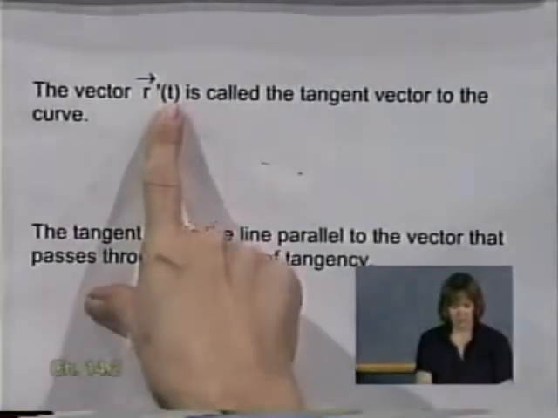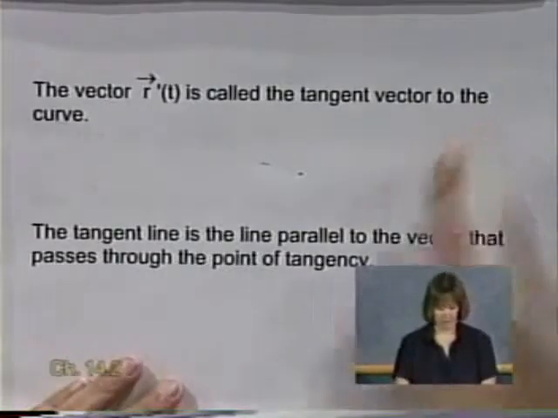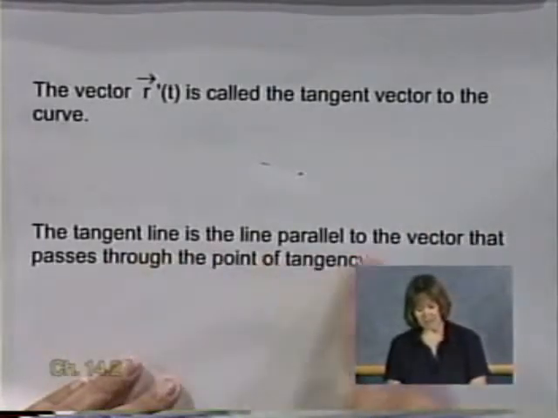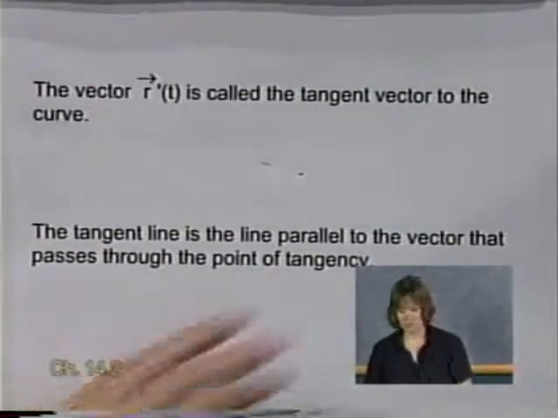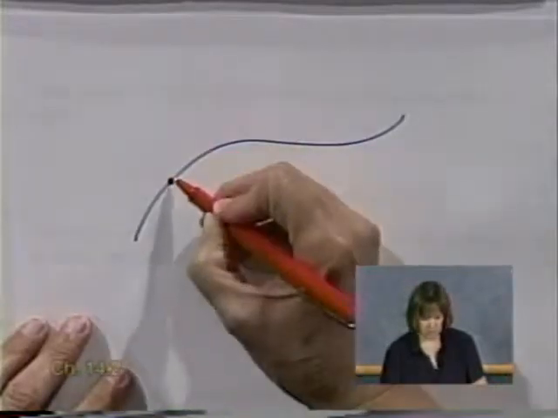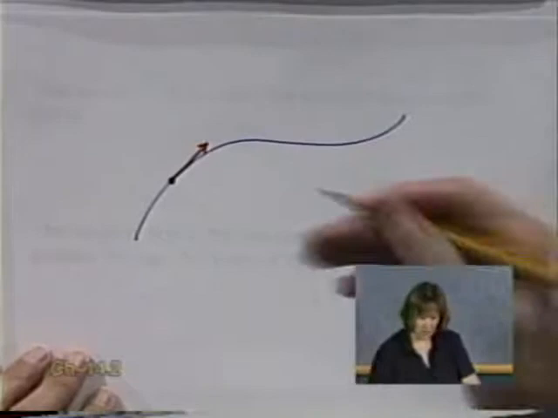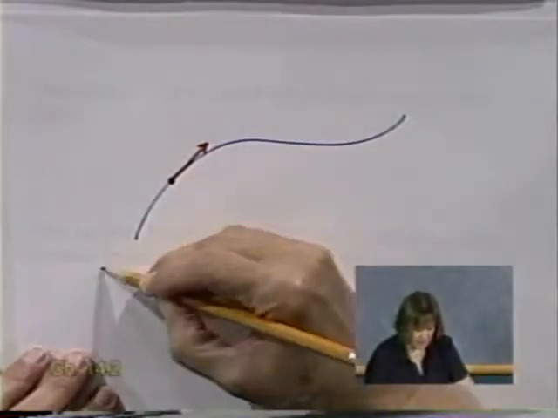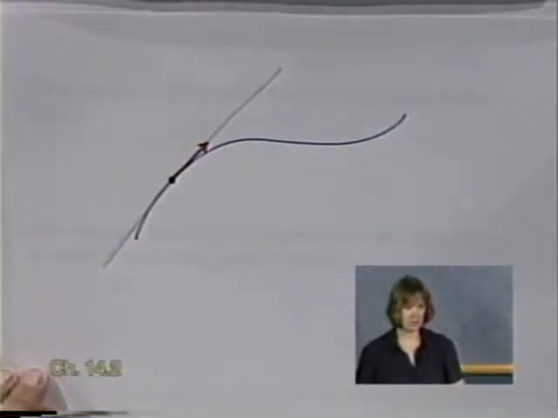Now, the vector r prime of t actually is called the tangent vector to the curve. Okay? And the tangent line is the line parallel to the vector that passes through the point of tangency. So as I said a few minutes ago, if you had a curve that looks like this, and I wanted to draw my tangent vector, I'm not sure how long it is. We'll do that in a few minutes, how you actually do your computations. But it's going to be tangent to the curve. And if I draw the line that goes through this point and is in the direction of this vector, that line is called your tangent line. It's that easy. It's not all that hard.